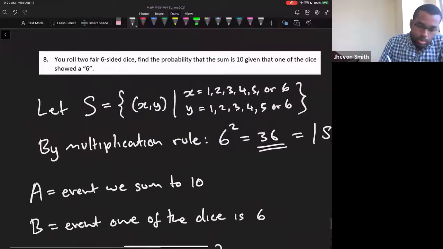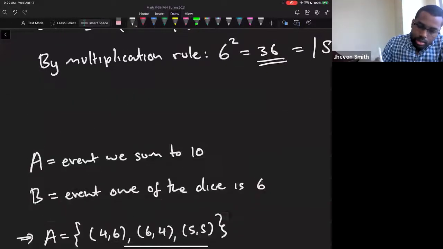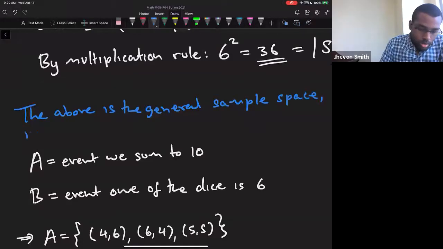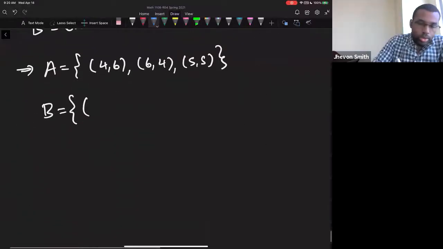So what I do want you to notice is that the above is the general sample space, no restriction. Okay. But now we're getting to the restrictions, right?